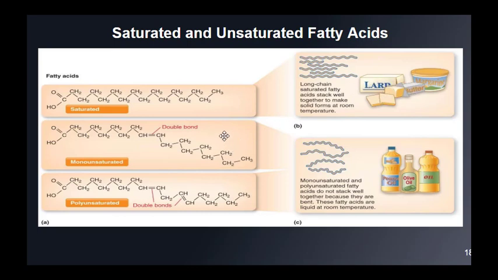Here we've got some unsaturated fats. So monounsaturated with the one double bond, polyunsaturated with two or more double bonds. In both of these, they've got kinks in the molecule, so they don't line up together well. So at room temperature, these products will stay as a liquid.